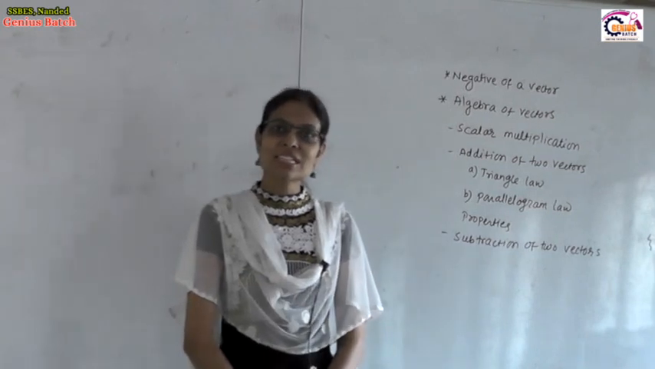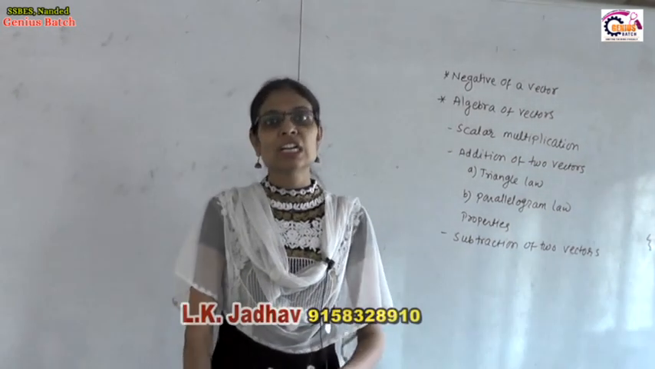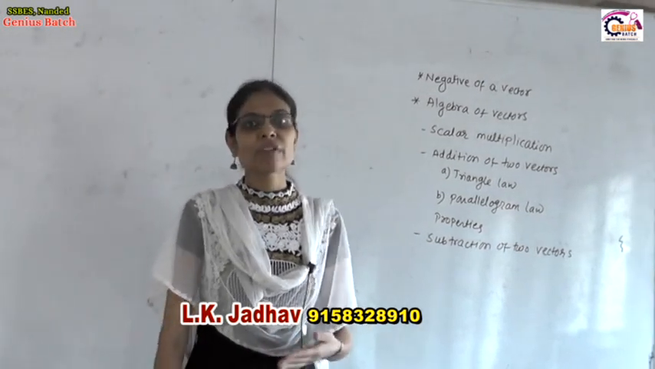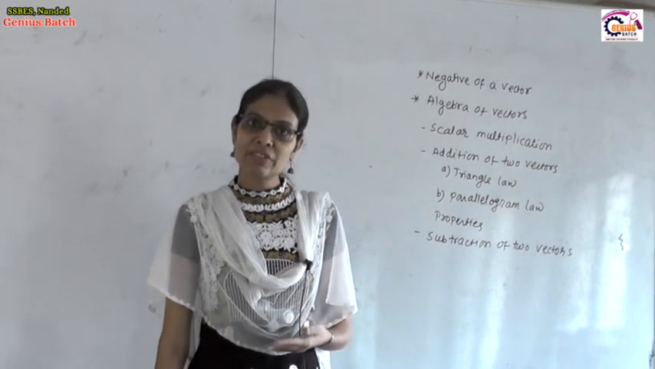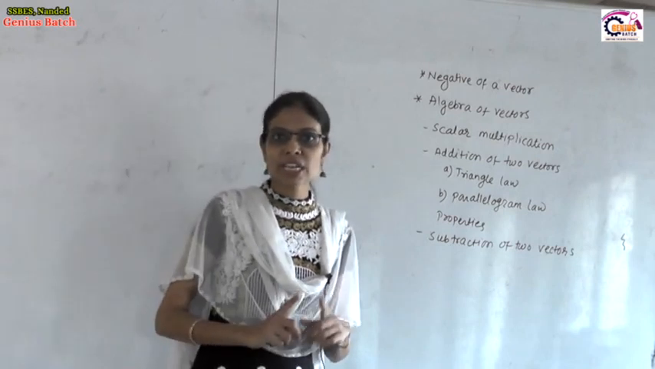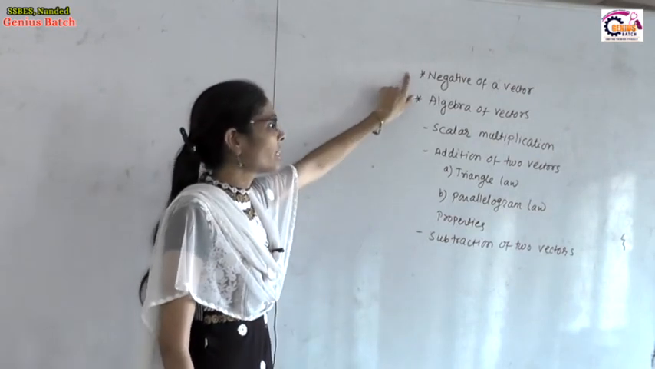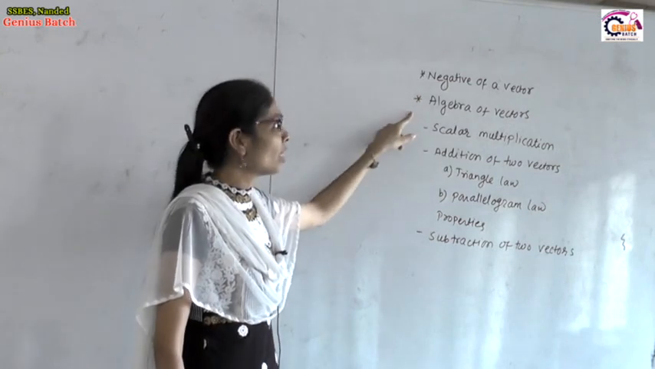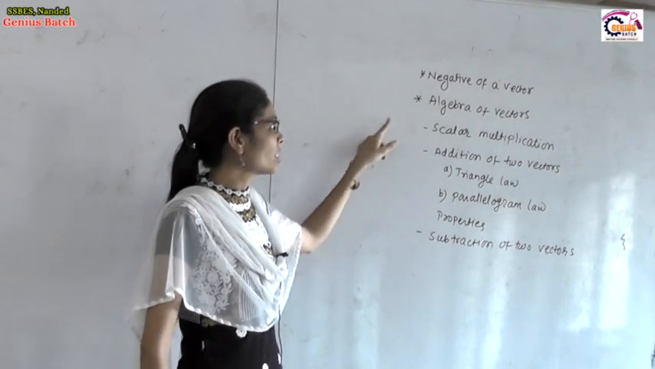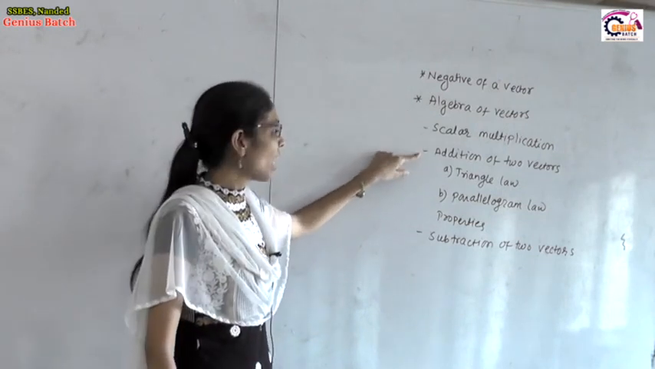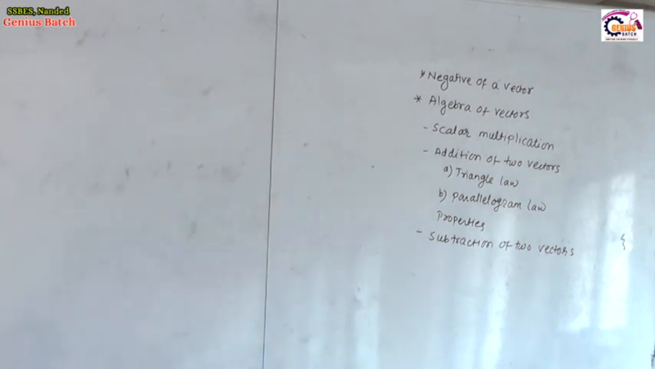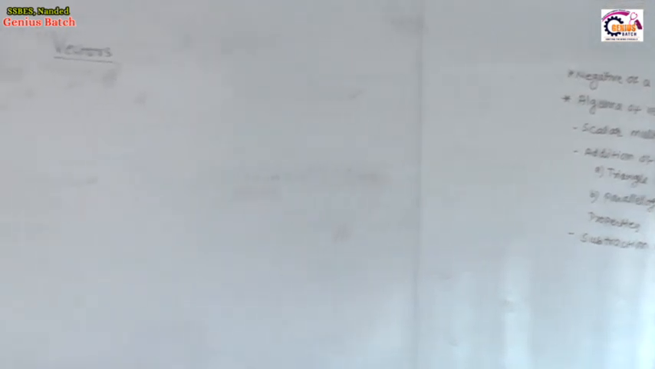Students, in the last session we discussed the definition of vectors and different types of vectors. In that we saw zero vector, unit vector, collinear, coinitial, and different types of vectors. In today's session we'll see what is the negative of a vector, and then we'll go for algebra of vectors. In algebra of vectors we are going to discuss scalar multiplication, addition and subtraction of two vectors.